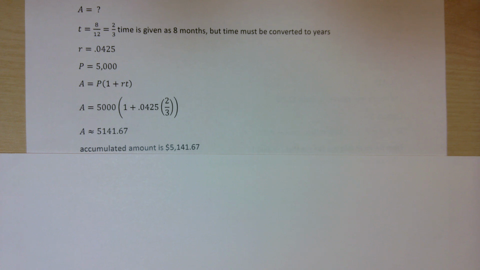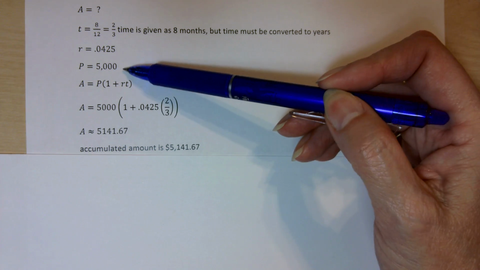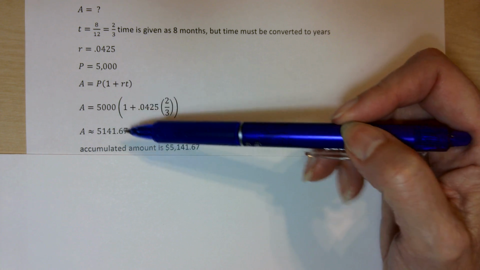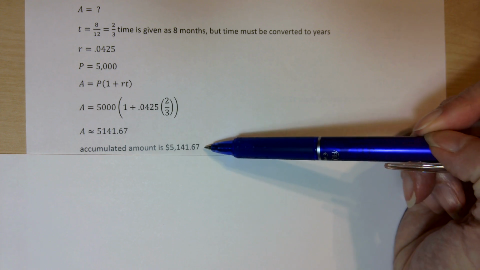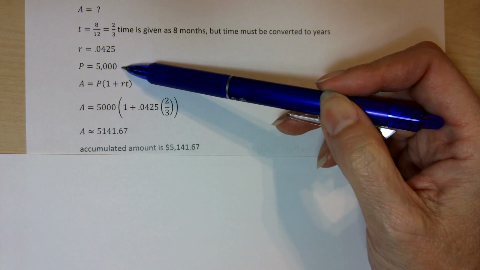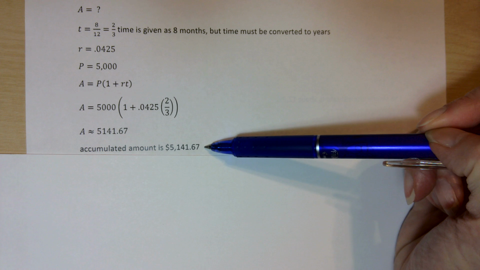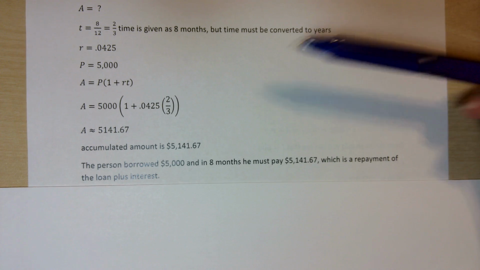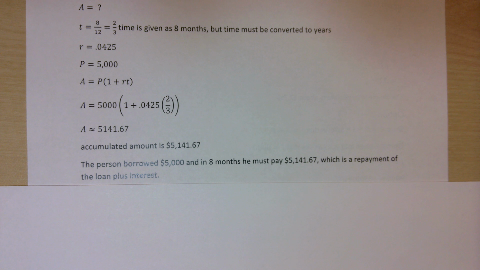Now this problem also said to assume this is a loan problem and explain what the value of A means to the person who borrowed the money. So if this is a loan problem, the starting amount was P, so that means you borrowed $5,000. The ending amount is the A amount, so that means at the end that $5,000 became $5,141.67. So basically, the person borrowed $5,000, and in 8 months, he must repay the ending amount, the $5,141.67.